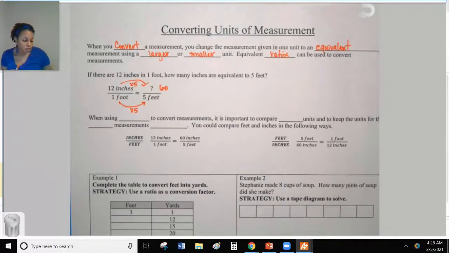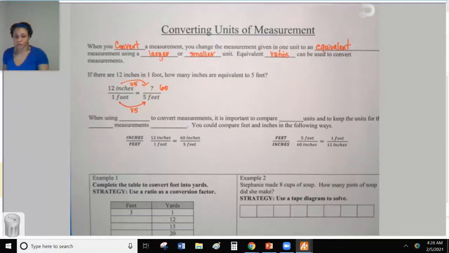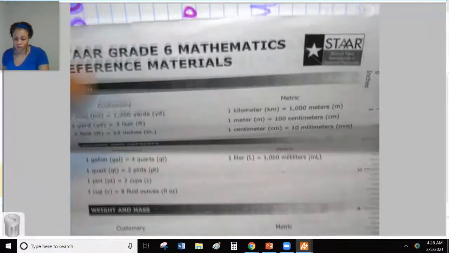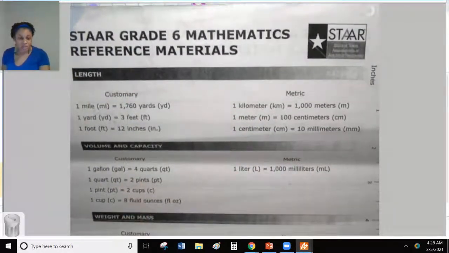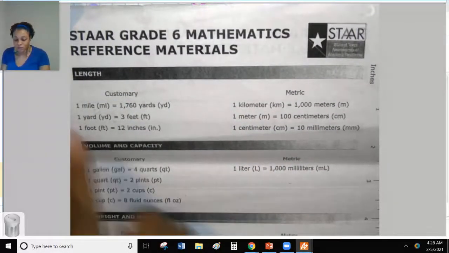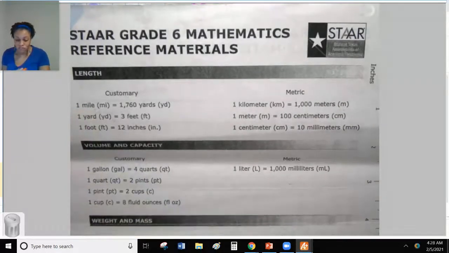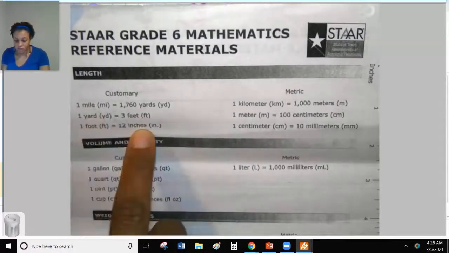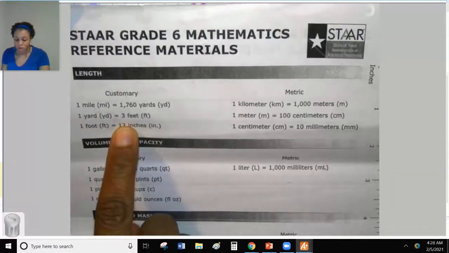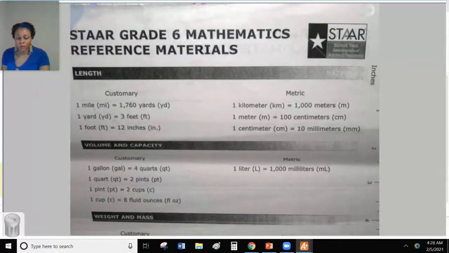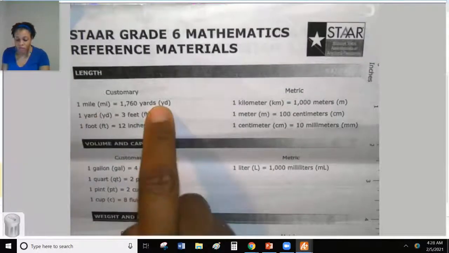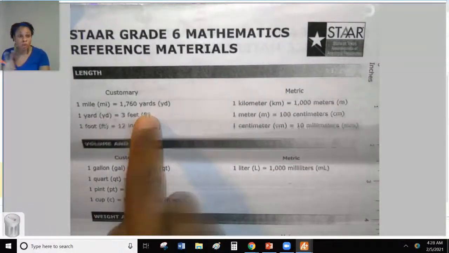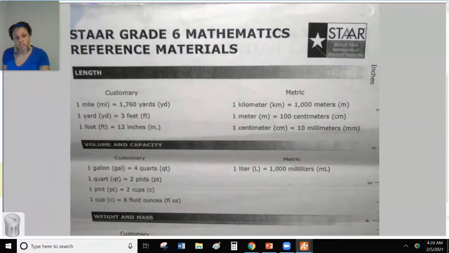Okay? So let's just go over how to use your star chart real quick. Okay, so here's my star chart. You see at the top, they have length, they have a volume section, a weight section, and a time section. You always look for whatever you're converting. So we were converting inches and feet, right? So inches and feet, here's a foot, here's inches. This would be the conversion factor I'm using. Okay, sometimes we'll use more than one. Later on, we're going to be going from miles to feet. Well, I would have to go from miles to yards and then yards to feet. So sometimes you'll use more than one conversion factor to get to your final answer.